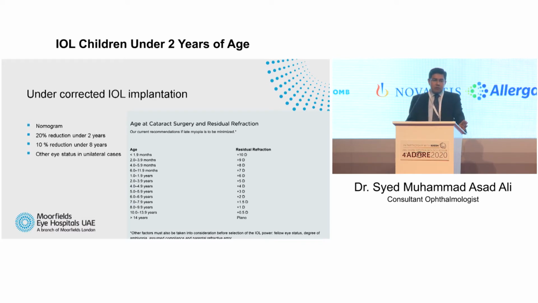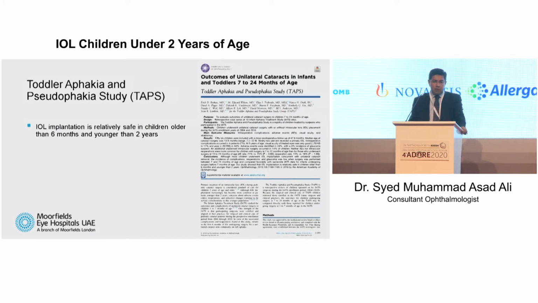We calculate it by nomograms, by Kenneth Wright, or this one I quoted here is from the American Academy. In general, it's a 20% reduction under 2 years of age. Suppose the reading is coming around plus 30, so reduce 6, which is 20%. So the IOL inserted will be 24 diopters.